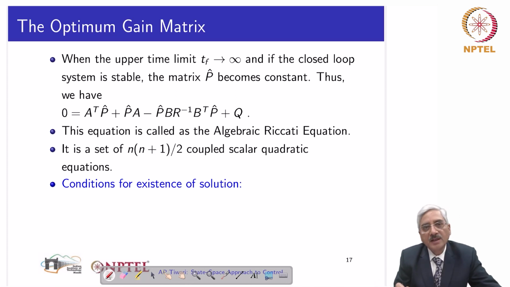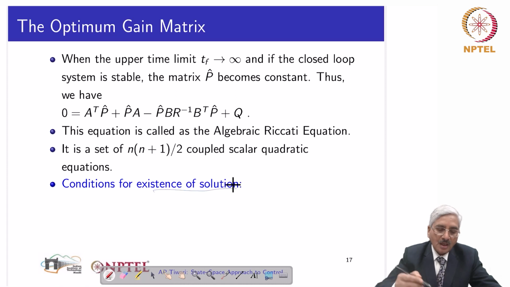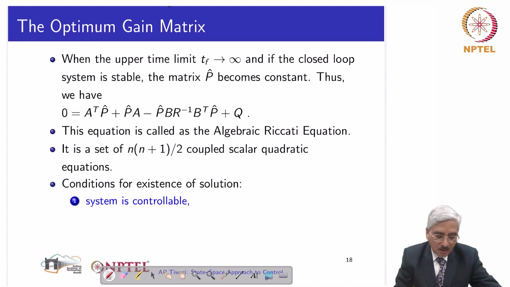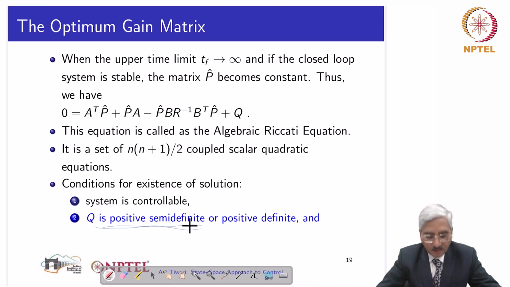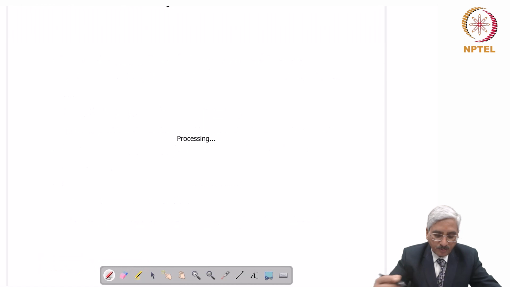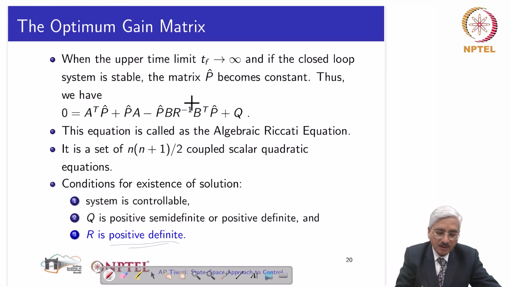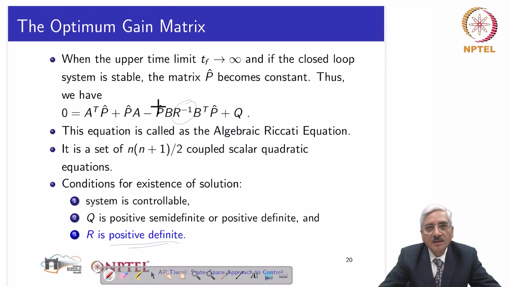Of course, the condition for existence of the solution is that the system should be controllable. Only then the solution will exist, and this Q should be selected so that it is at least positive semi-definite. If it is positive definite, it is even better, but it should at least be positive semi-definite. And R must be positive definite. We saw that its inverse is involved. So R must be positive definite.